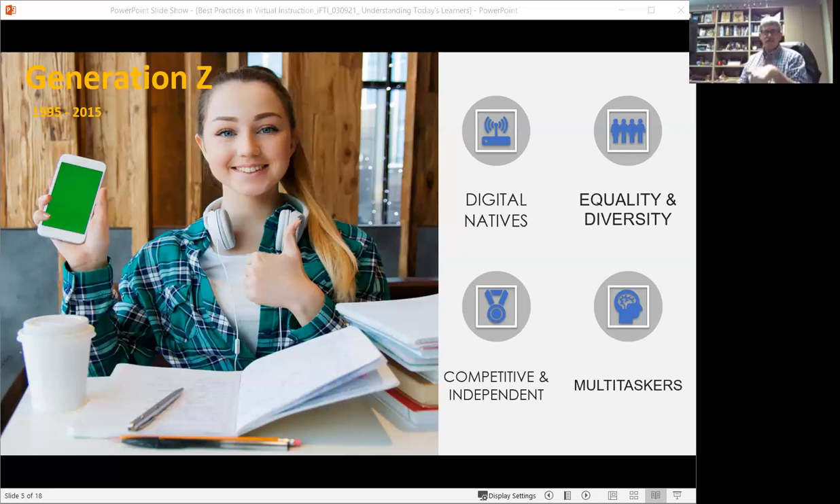Well, Gen Z are digital natives. We're way past that. Everything is on the internet. Everything is accessible on Google, Yahoo, whatever. They're able to go out and get it. And this group has never not known what having computers and cell phones are like. They have no idea what that's about.